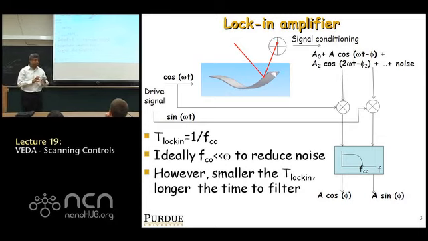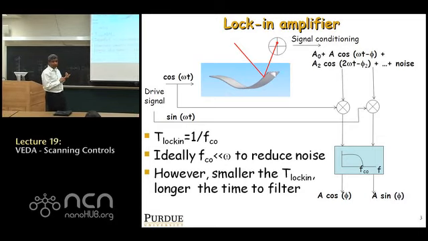So you want to reduce the cutoff frequency, which is equivalent to increasing the lock-in time constant, to get a nice clean value of amplitude with less noise. On the other hand, as you make the lock-in time constant greater, it takes longer to filter the signal. So you've got to scan much slower as well. Okay, so this is the trade-off that you have to worry about and decide when you take an image.